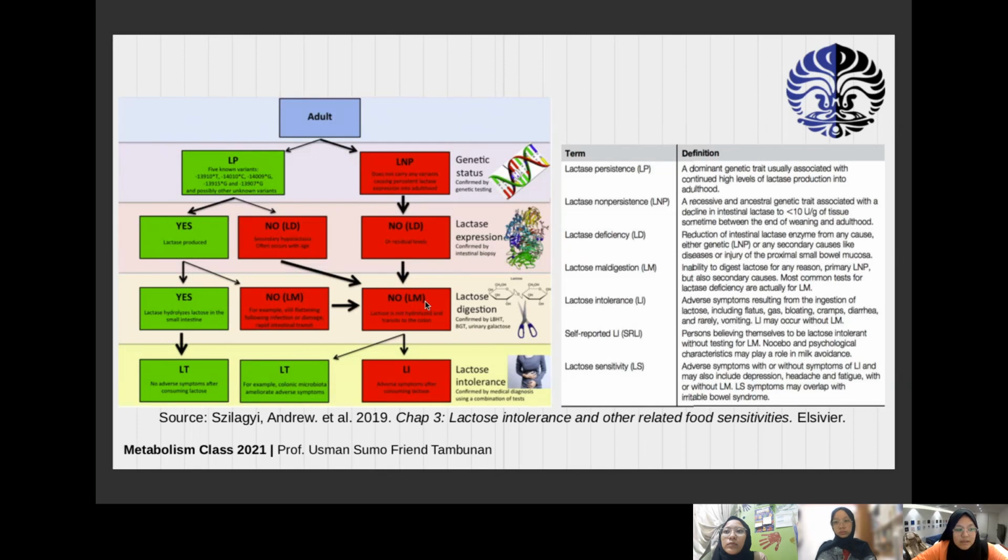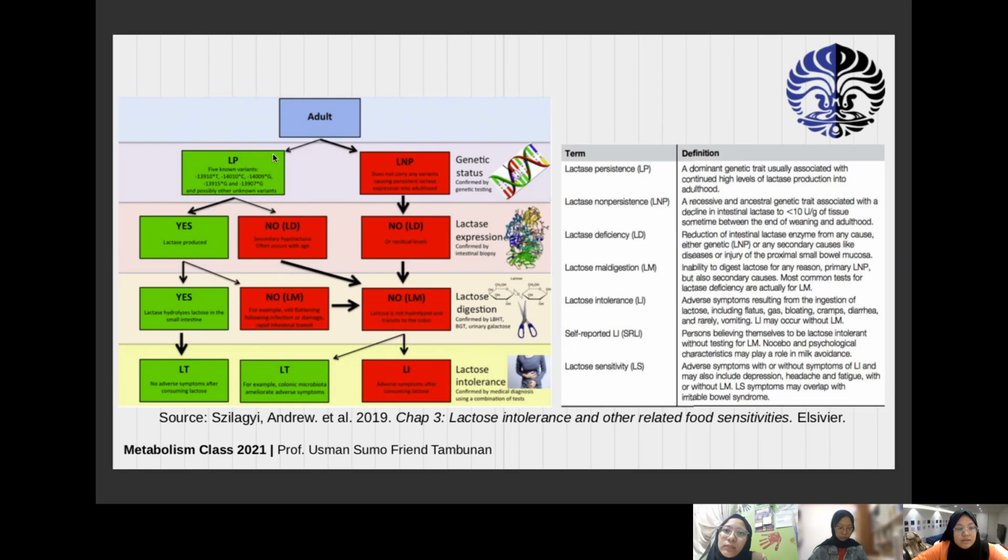That means lactose is not hydrolyzed and transits to the colon. And if they are LM, it means they are lactose intolerant and they will have adverse symptoms after consuming lactose, such as gas, bloating, and diarrhea that I've mentioned earlier. And now moving on to the left arrow, which is the green side here.